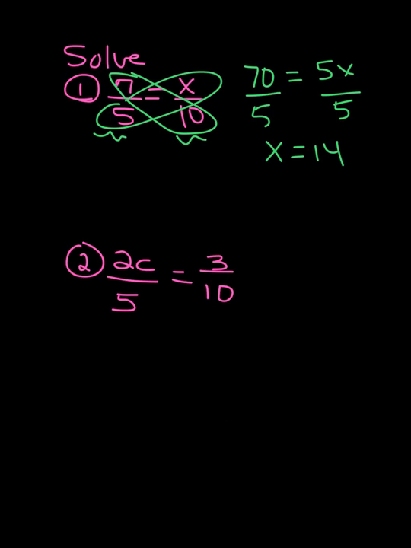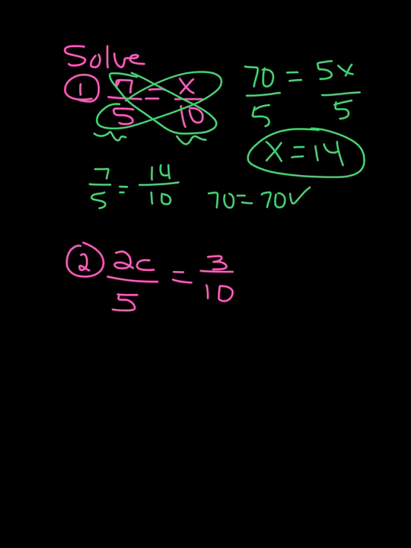Now I can also check my work. Once I know that x is equal to 14, I can substitute it back into my original. So I have 7 over 5 is equal to 14 over 10. And I can check to see if this is equivalent one of two ways. I can cross multiply again, where 7 times 10 gives me 70, and 5 times 14 also gives me 70, so I know 14 is the correct answer.